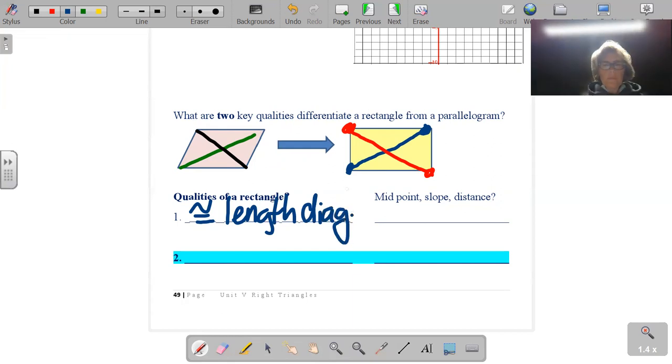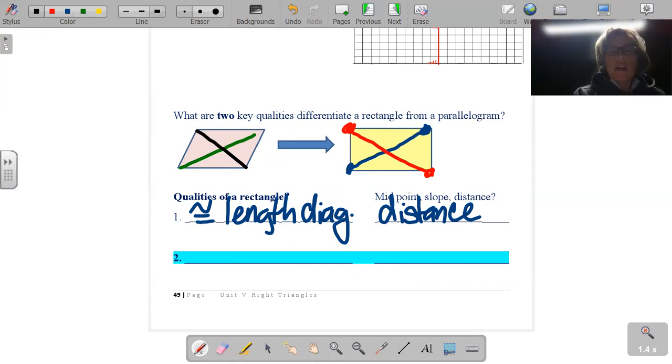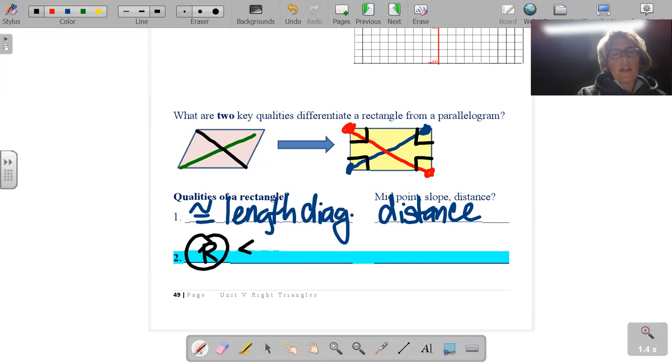You ask yourself, how could you prove that or show it mathematically? And if it's a length concept, you would use the distance equation. And of course, by definition, a rectangle has right angles in the corners. Right angle corners.